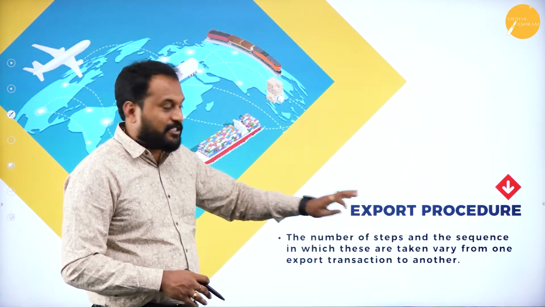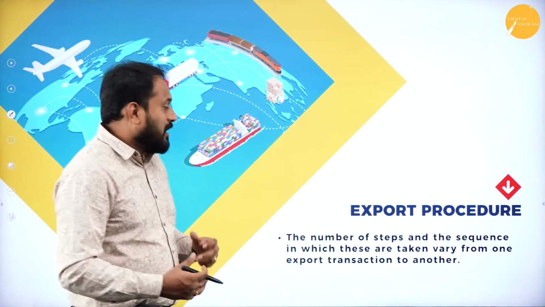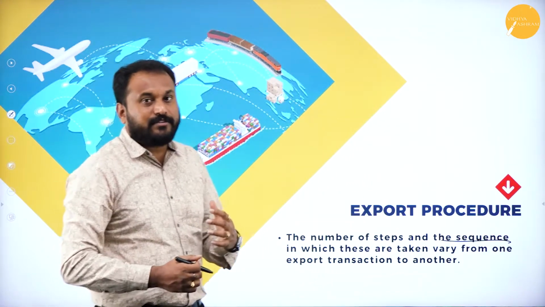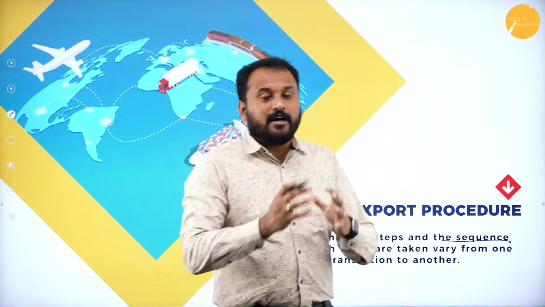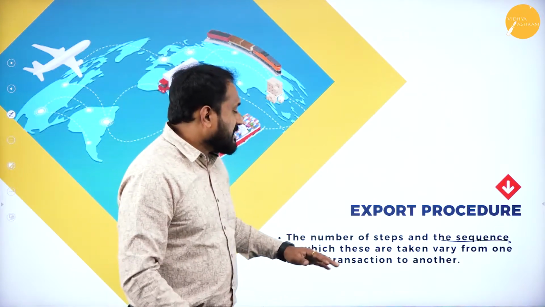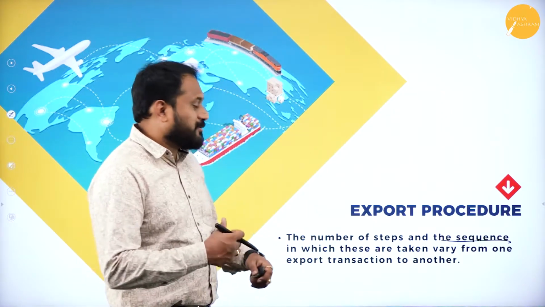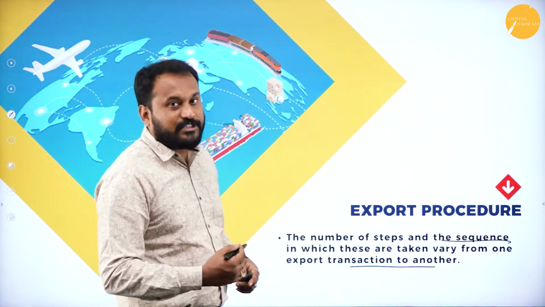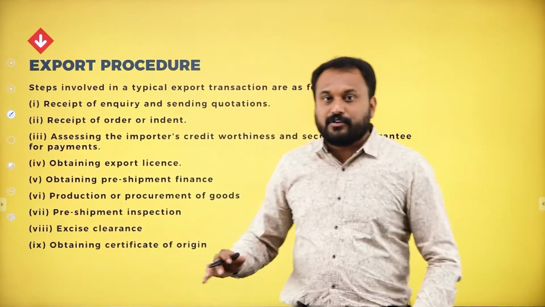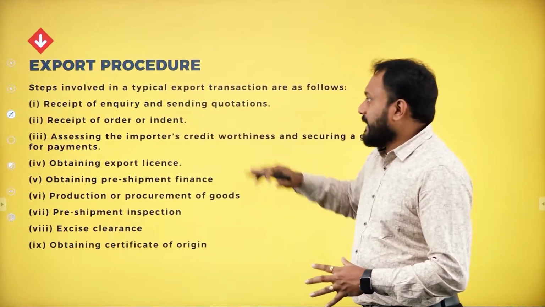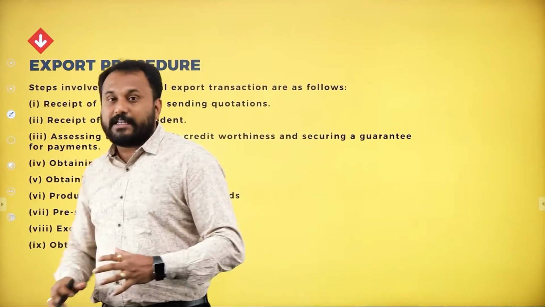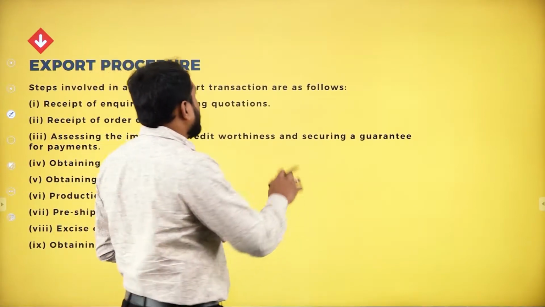Now, what is this export procedure? It is the number of steps and sequence. When I say sequence, it follows 1, 2, 3, 4, 5, like a chronological order which you are supposed to maintain. The order in which these steps are taken varies from one export transaction to another export transaction. I've listed here a few of the export procedures, the steps involved in a typical export transaction. Before going into all these things, I'll just tell you what exactly the real story is.